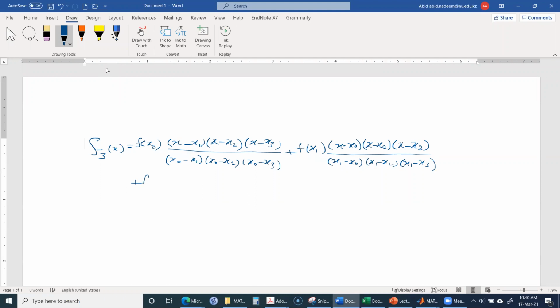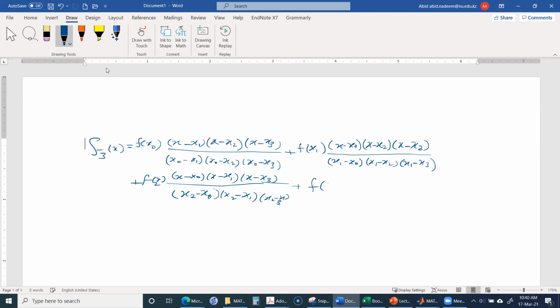And similarly, then f of x2, so it will be now x minus x naught, x minus x1, and x minus x3. Yeah, there will be no x2 term in the numerator, but the x2 term will come over here in the denominator: x2 minus x naught, x2 minus x1, x2 minus x3.